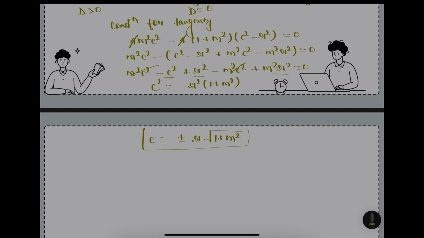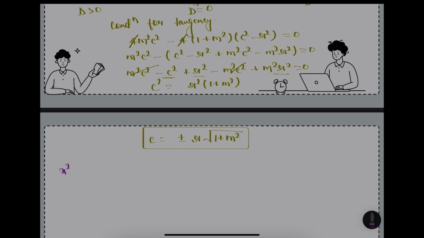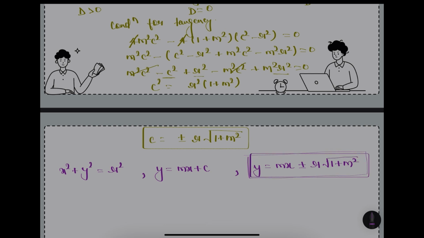So this is the condition for tangency. If c follows this condition, it's a tangent. Now in a nutshell, you will conclude this. Suppose you have a circle x square plus y square equals r square, and a straight line y equals mx plus c. Then your equation of tangent will be y equals mx plus or minus r times root over 1 plus m square. So this way you will write your equation of tangent.